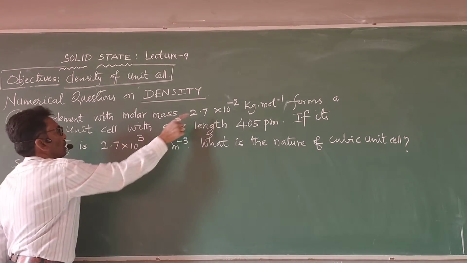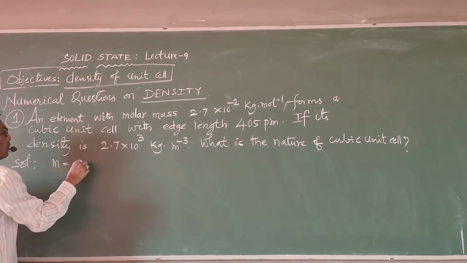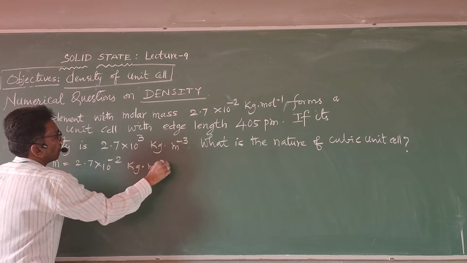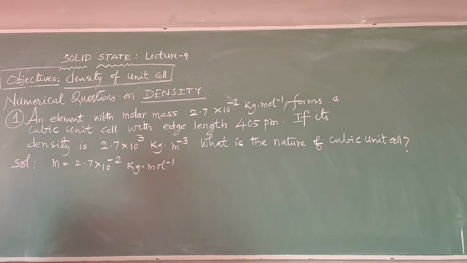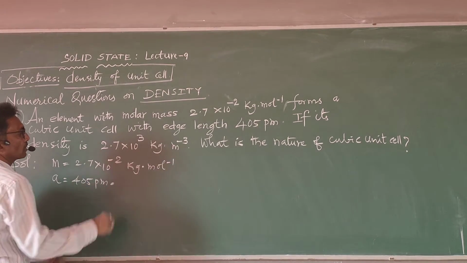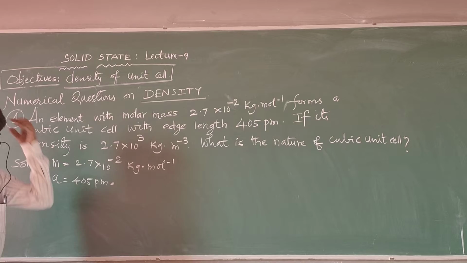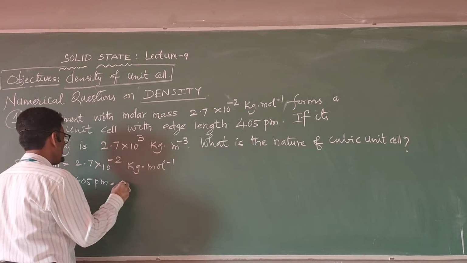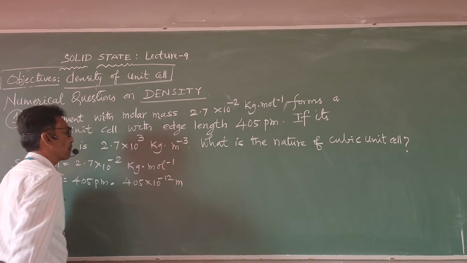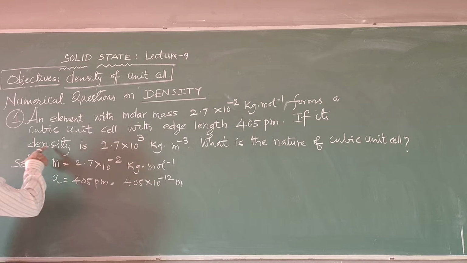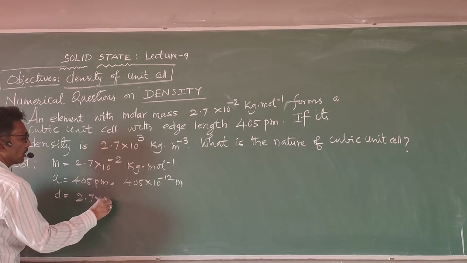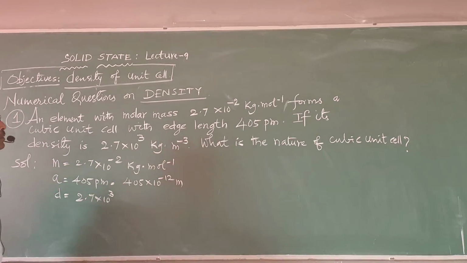What is given? Molar mass M is 2.7 into 10 to the power minus 2 kilogram per mole. Next, edge length, denoted by a, is 405 picometers, which should be converted to SI units, that is meters. So 405 into 10 to the power minus 12 meters. Next, density is given, density is equal to 2.7 into 10 cube. And what is asked? The nature of the cubic unit cell.